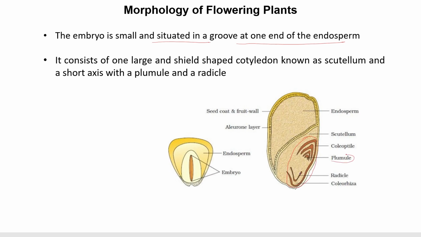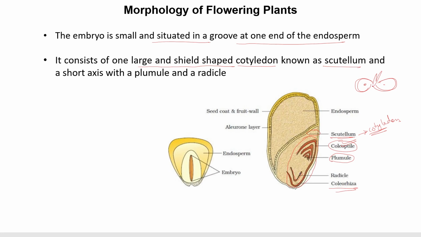So here you can see this particular part. It has the plumule region, and the plumule has a covering over it that is called the coleoptile. And the radicle also has a covering that is called the coleorhiza. It consists of one large and shield-shaped cotyledon known as scutellum. So here, this particular part is the scutellum. This is the cotyledon of monocot.